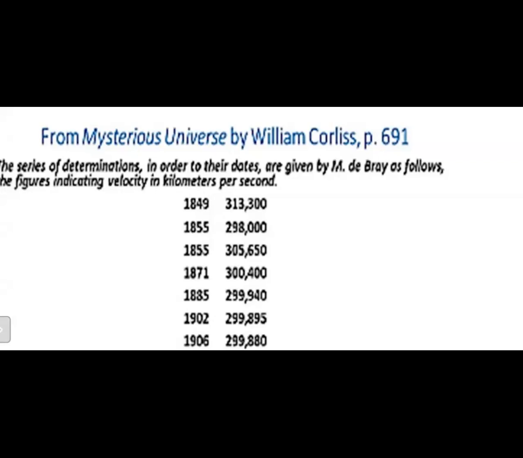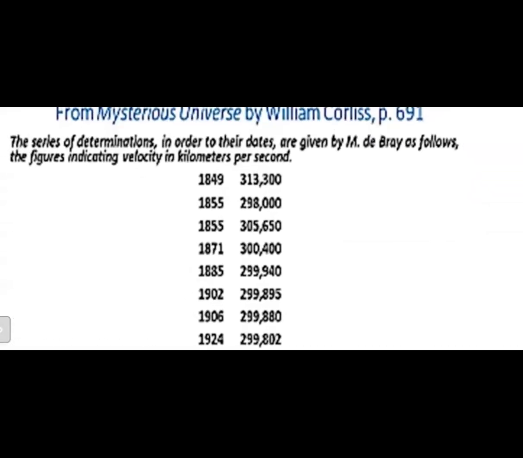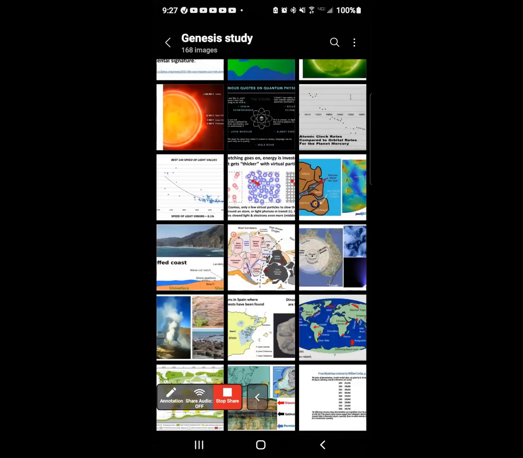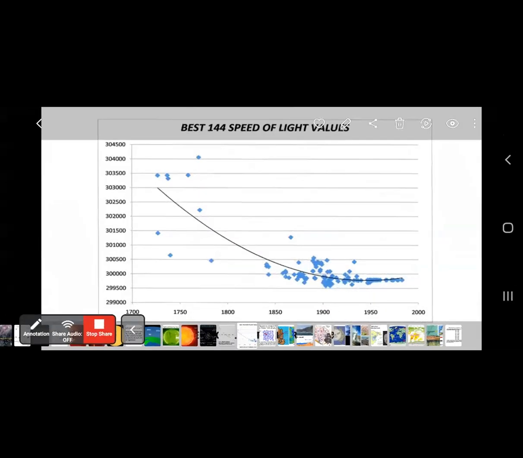Now, each of these have an error band, but we see, aside from 1855 and 1871, we see in 1849, 1855, 1885, 1902, 1906, 1924, and 1926, as we developed better and better measuring devices, the speed of light was slowing more and more. Now I'm going to show you a chart that shows the plot placement of all of these speed of light values.